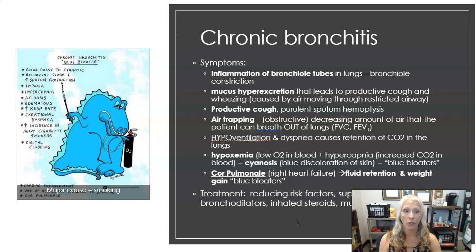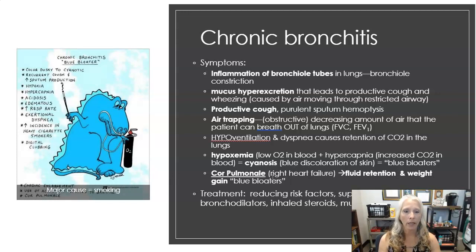Chronic bronchitis continued. When you think about the patient with chronic bronchitis, obviously there's inflammation of those bronchioles and mucus hypersecretion. That thick sticky mucus is plugging up those airways. They're going to have a really productive cough. That causes air to be trapped, which makes it an obstructive disease. Hypoventilation and dyspnea, therefore they build up some CO2 in their lungs, but their low oxygen in their blood and hypercapnia together cause them to experience cyanosis.